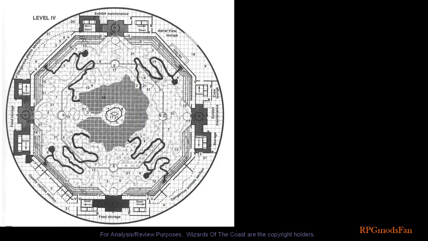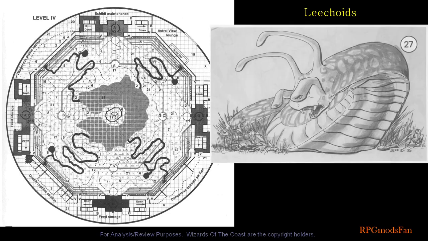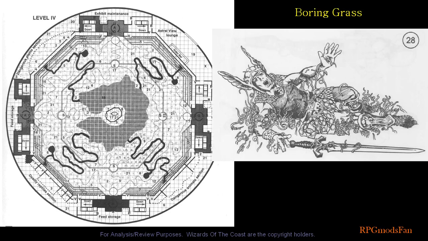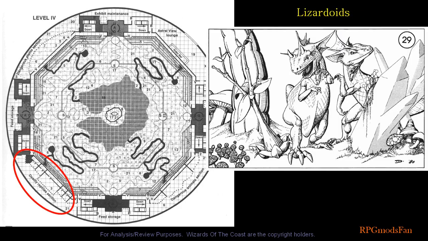The botanical gardens now have quite a few deadly animals and plants, some of which include leechoids, which can be encountered in areas labeled with the number 1. At areas number 2 is deadly boring grass, which is a mutated carnivorous plant. At chamber number 3 are 2 lizardoids. Their nest contains 3 unhatched eggs.